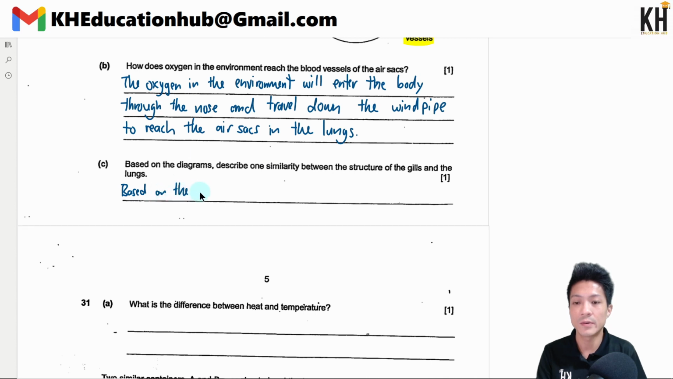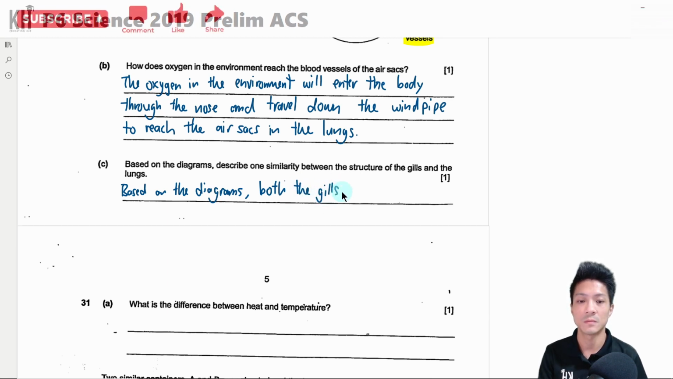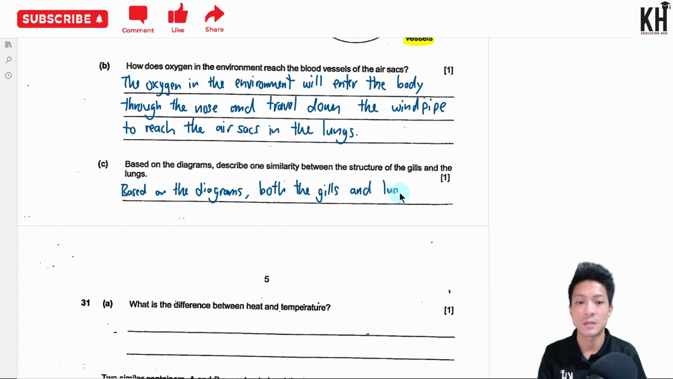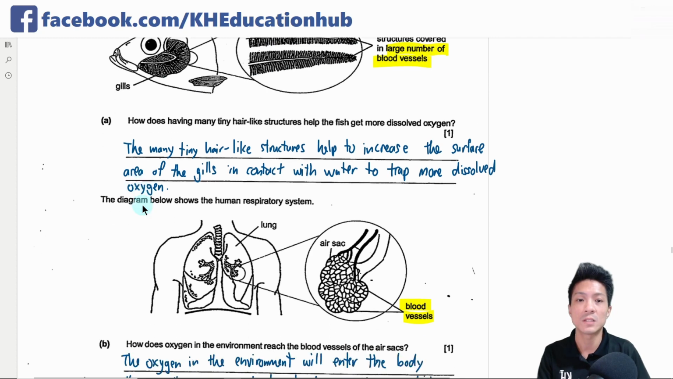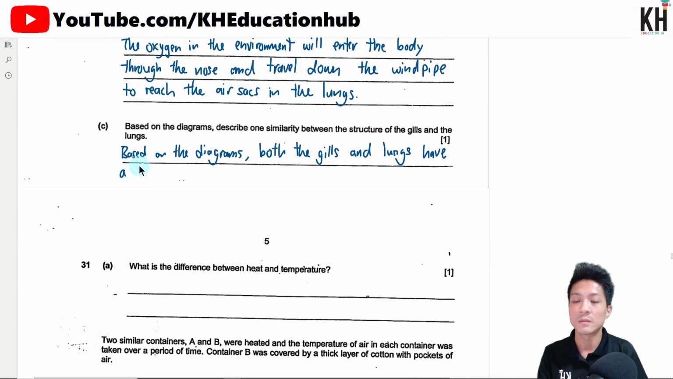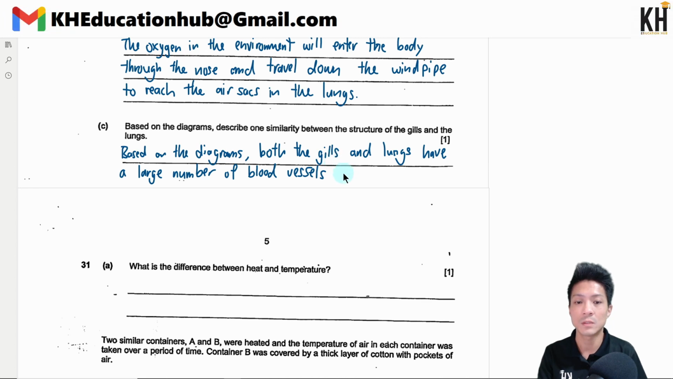Okay, so based on the diagrams, both the gills and lungs have a large number of blood vessels surrounding them.